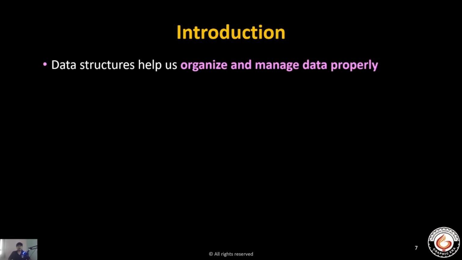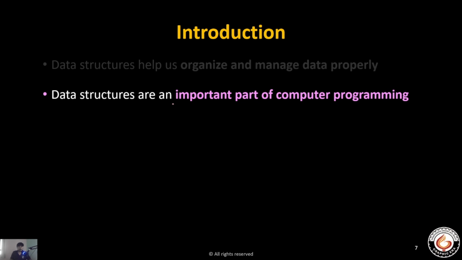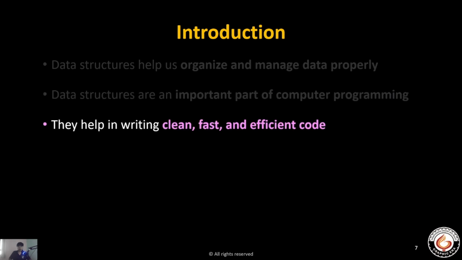Now in this part, we will learn about introduction to data structures. What is a data structure and why do we need it? Because data structures help us in organizing and managing data properly. They are an important part of computer programming because they help us in organizing and managing data, and they also help in writing clean, fast and efficient code.